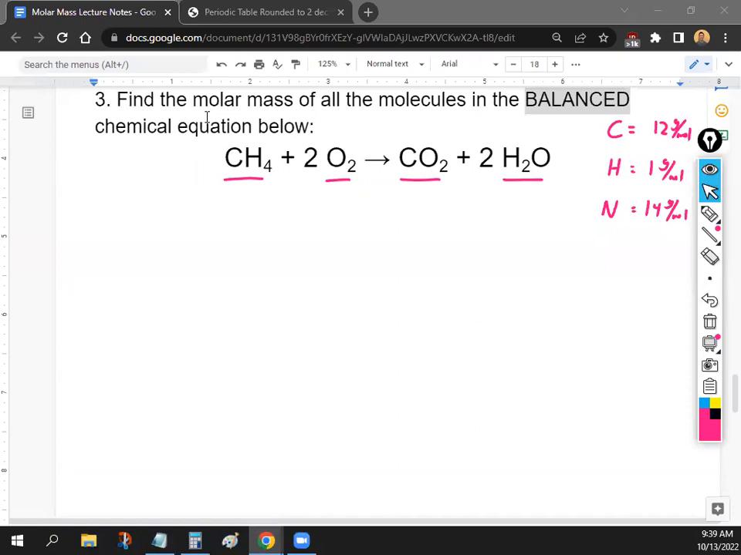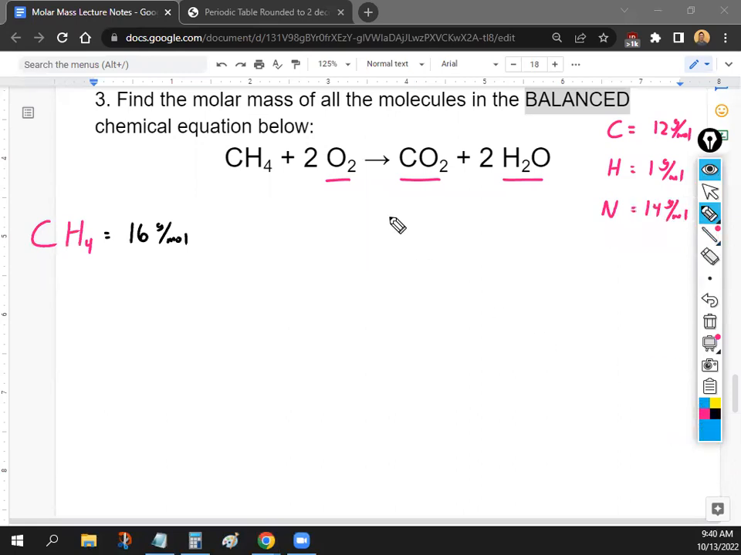Okay, so if we take a look at this balanced equation, there are 4 different molecules in the equation, right? The first molecule that we have is CH4. Okay, so the molar mass of CH4 is very easy. C is 12, H is 1. So if you have 4 H's, that's 4. So 12 plus 4 is 16. So 16 grams per mole. So CH4 has a molar mass of 16 grams.